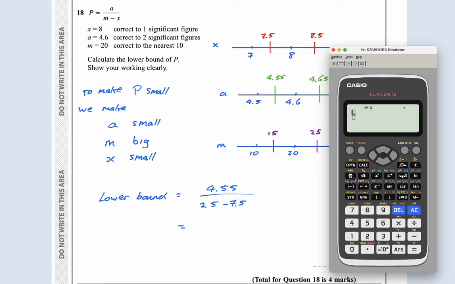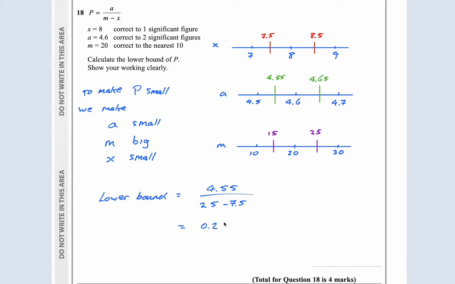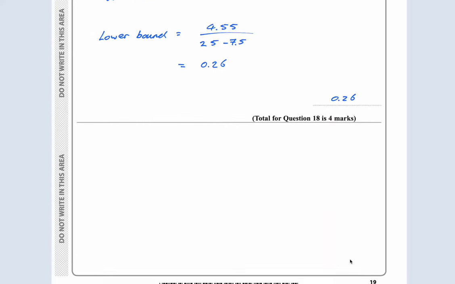I have to do it again. 4.55 over 25 minus 7.5, which is equal to 13 over 50, or 0.26, which is correct. Okay, that is 18.